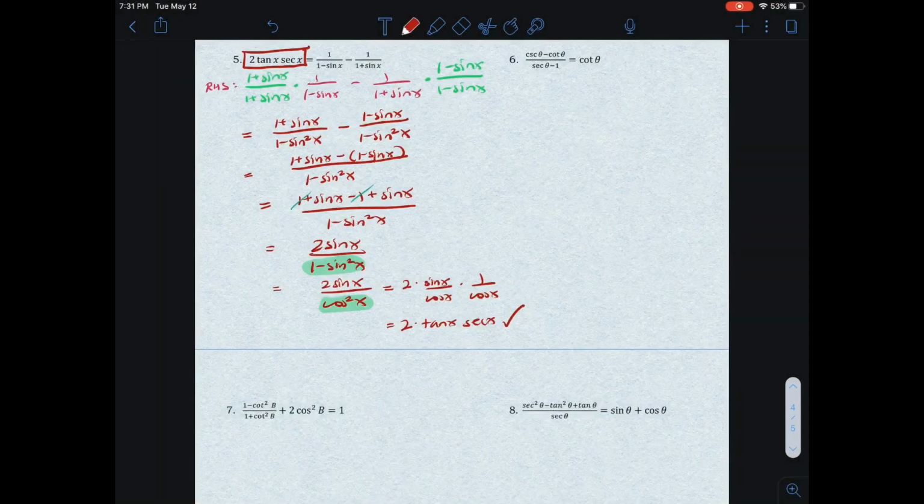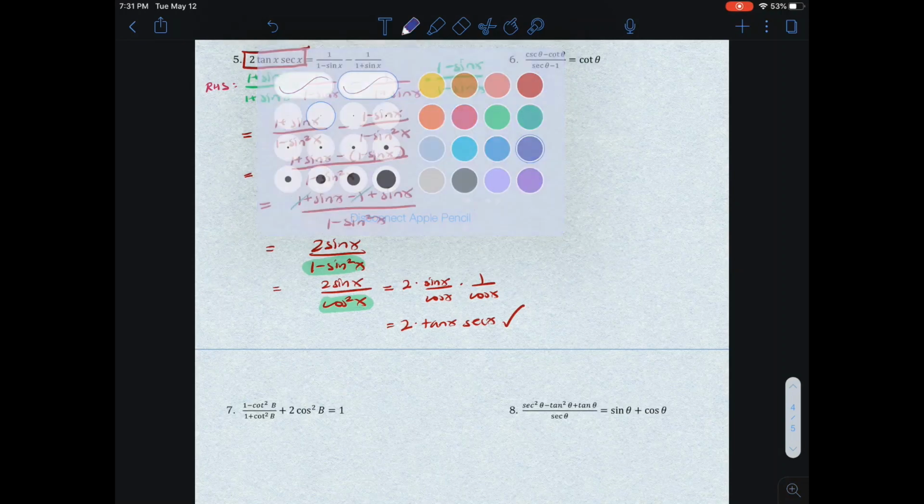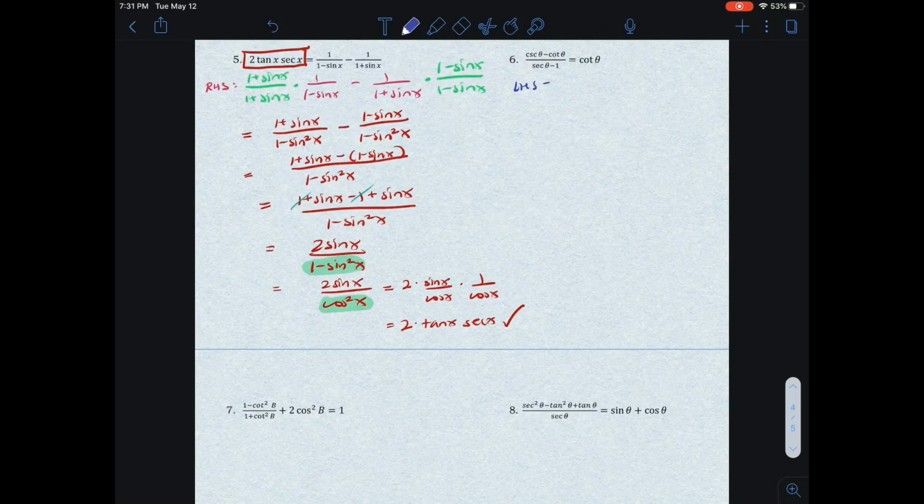Now for number 6 here, I'm going to start with the left-hand side. Just because, again, it's more complicated. So the left-hand side is cosecant of theta minus cotangent of theta all over secant of theta minus 1. And just like before, we need to think, okay, what should I do here? Now for this particular problem, I'm going to write everything in terms of sine and cosine, right? That was one of our strategies that we could use.